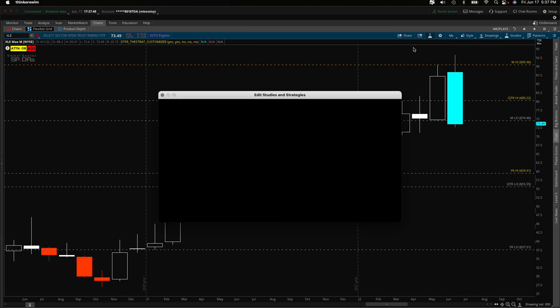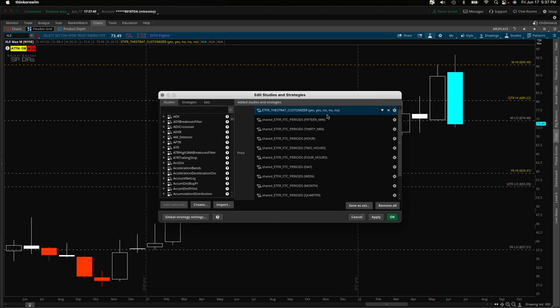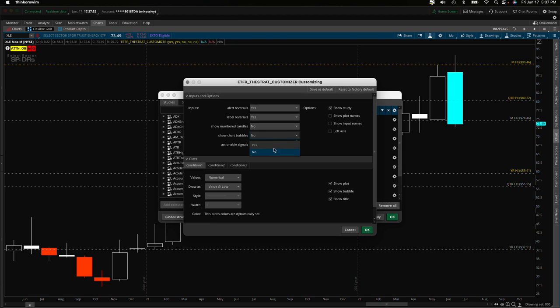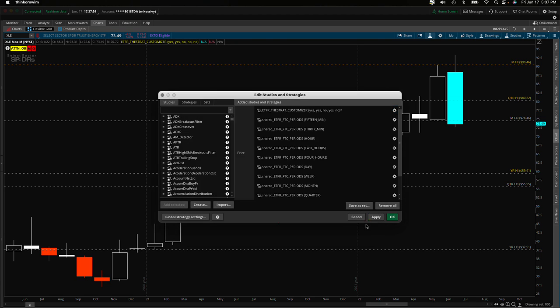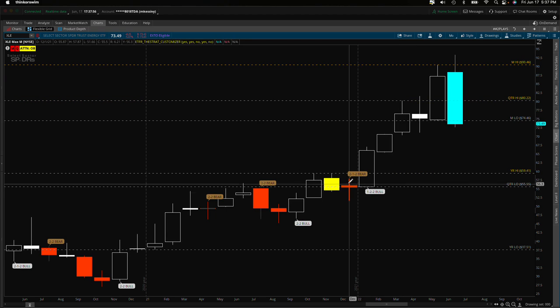So if I add my chart bubbles back, 1, 2, 2 bull. See, 1, 2, 2 bull. So this was your entry for the year at 57.69, and it hit $90 so far. That's pretty impressive.